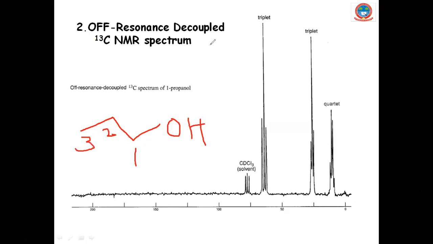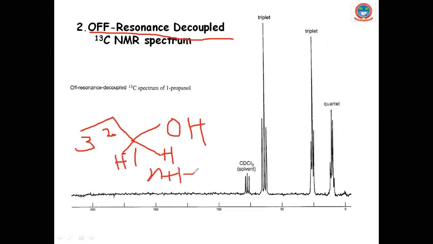So what is the spectrum? This is the off resonance. What is the meaning of off resonance? Anyone? This carbon, how many protons does it have here? Yes, two protons. So that carbon will couple with these directly bonded protons. So what is the result? How many signals?